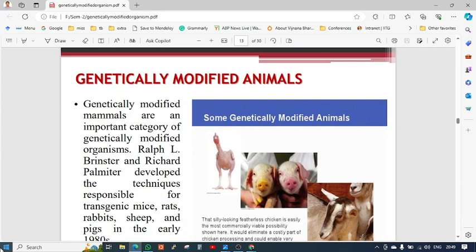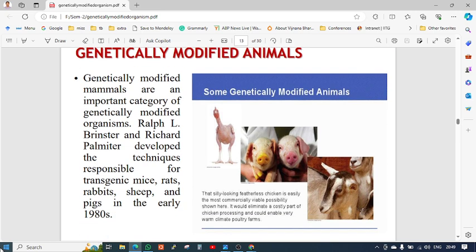Genetically modified animals. The previous examples were some plants. Now see the animals. Genetically modified mammals are an important category of genetically modified organisms. Raphael, Mr. and Richard Plummer developed techniques responsible for transgenic mice, rats, sheep and pigs in the early 1980s. It started in the 1970s and 80s, so in the early stage they modified sheep, rats and pigs.